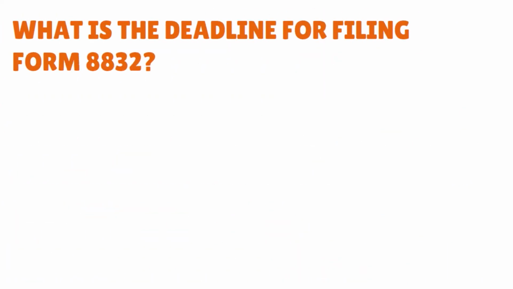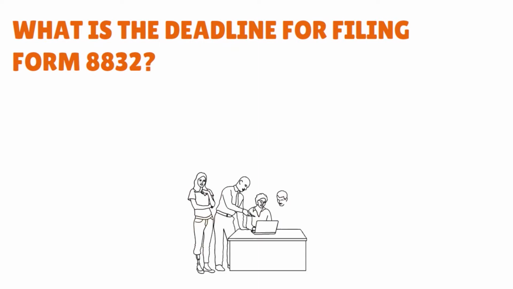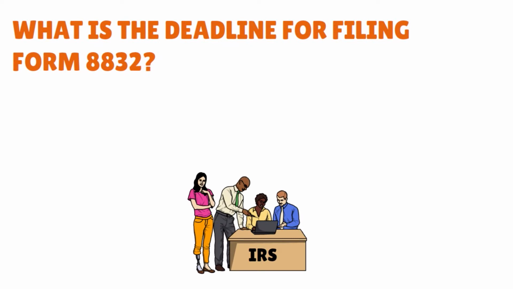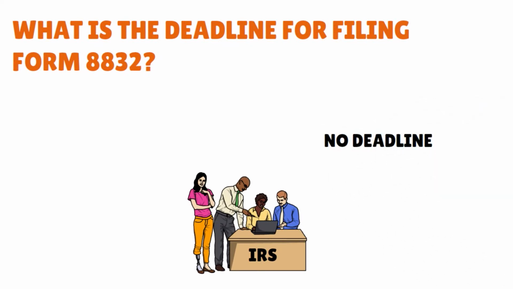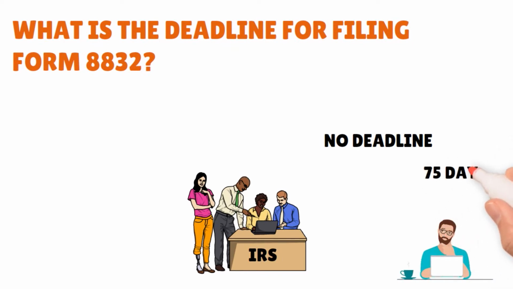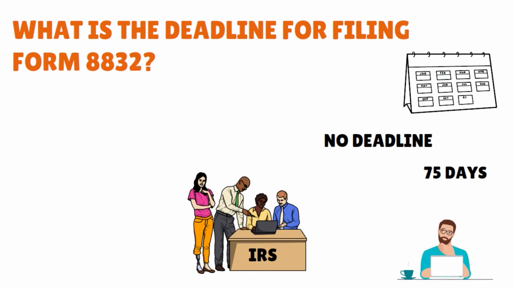And what about the deadline? Because this is very important. What about the deadline for filing Form 8832? The IRS hasn't come up with any formal deadline, so there is no formal deadline for filing a Form 8832. But when you file it, it can have implications on when your new tax classification kicks in. Let me give you an example. Your new classification cannot take effect more than 75 days prior to the date the election is filed, or later than 12 months after filing, according to the IRS.